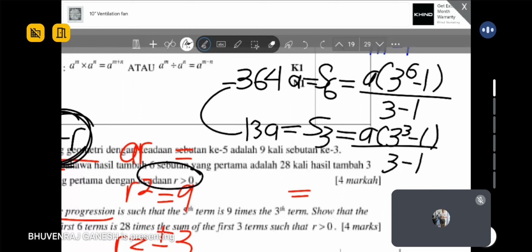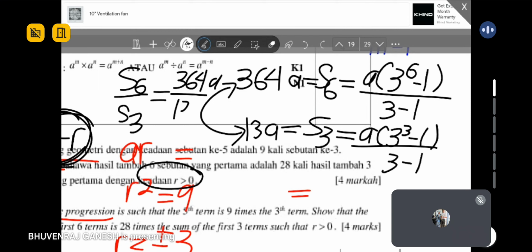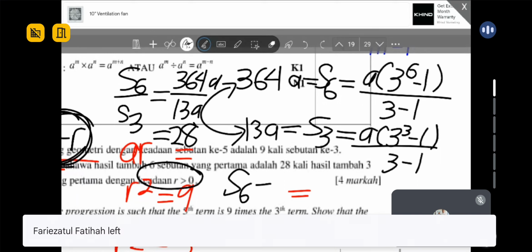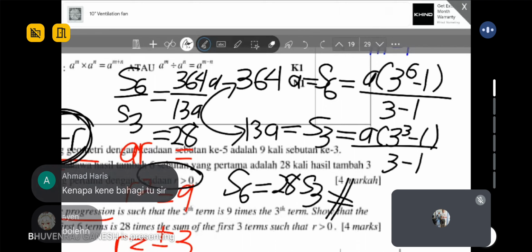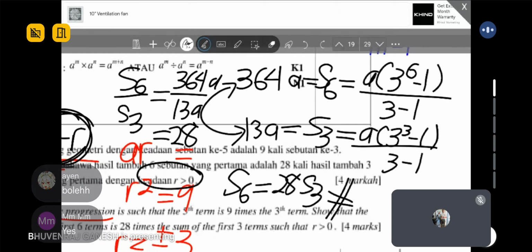So guys, what is the difference? Apa perbezaan dia? You guys just need to find lah. Okay, you find S6 over S3. Yes. Okay, so it's equal to 364A bahagi 13A. So now you press calculator. So 364 bahagi 13. You guys get 28. Am I right? So kamu dah buktikan lah. S6 equal to 28 S3. Okay? Are you clear guys? How to show this question? Boleh faham cara nak tunjukkan yang ni? Are you clear?